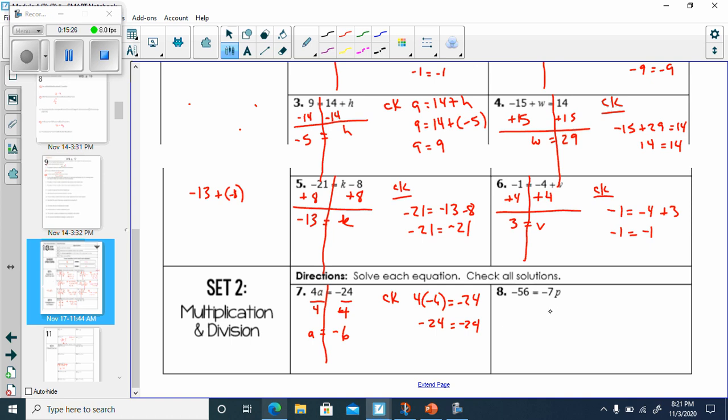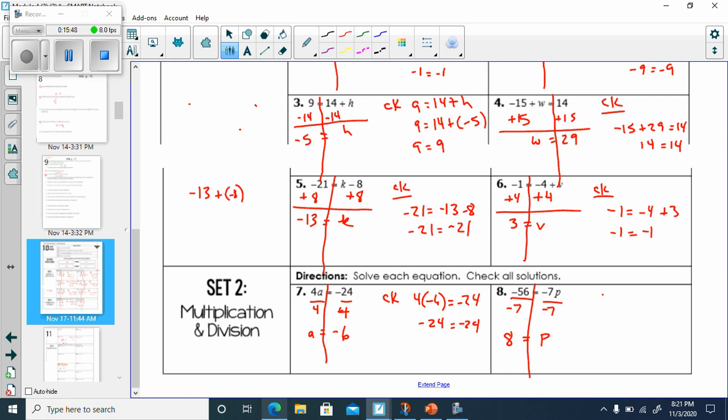Now let's find the solution for P, the value for P in this situation. This is negative 7 times P. The opposite of multiplying is to divide. P is equal to, and that would be, I've got a negative divided by negative, which gives me a positive 8. 7 times 8 is 56, okay?